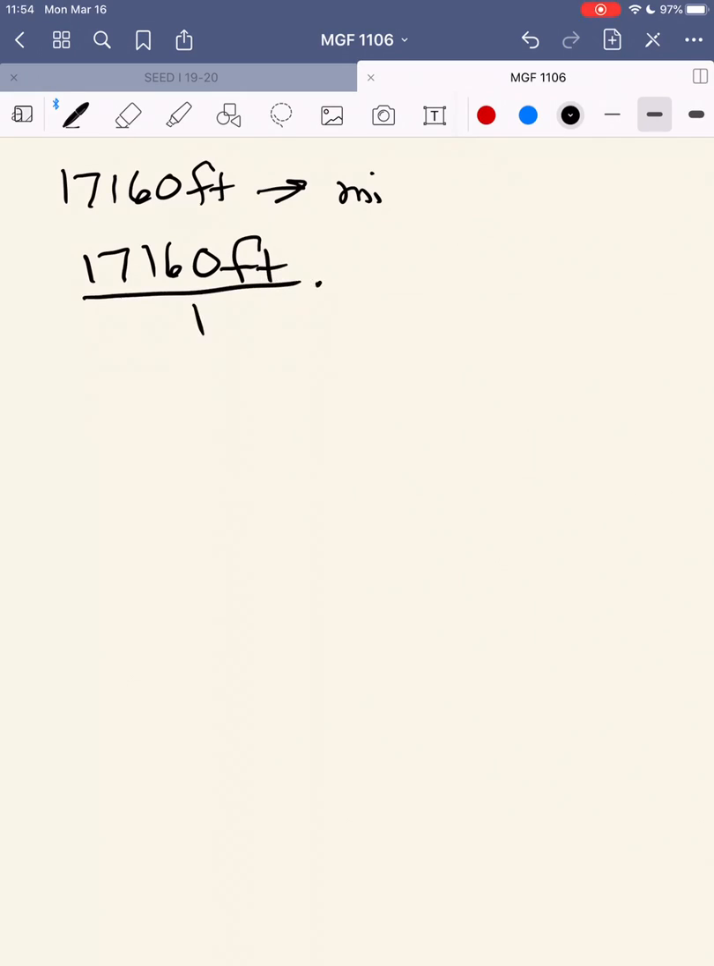If I want to do part B, I have 17,160 feet, and I want to convert that to miles. So I take my 17,160 feet, and I'm going to put that over 1. Then I put my conversion for miles. So I have 1 mile, and that's equal to 5,280 feet.